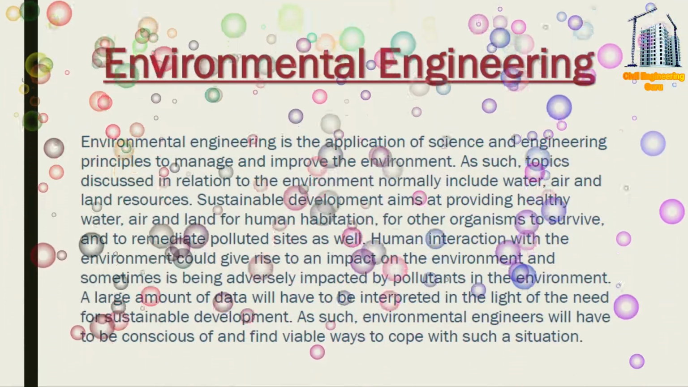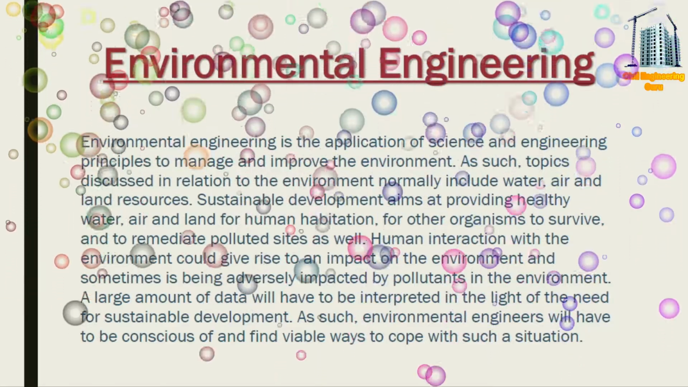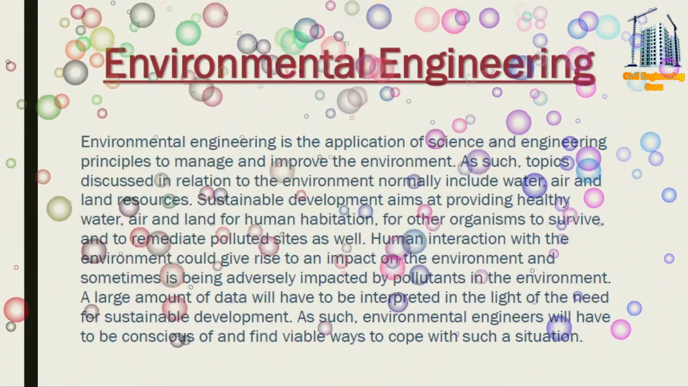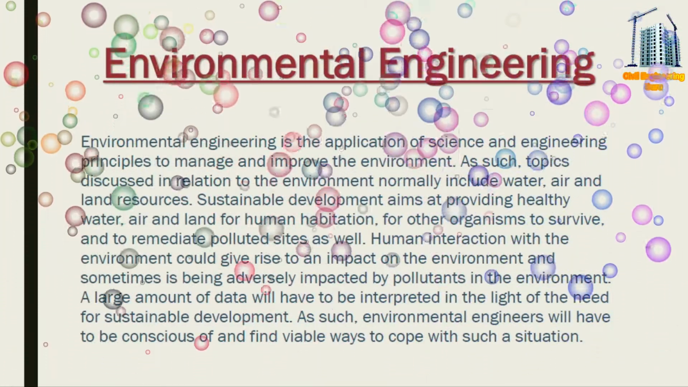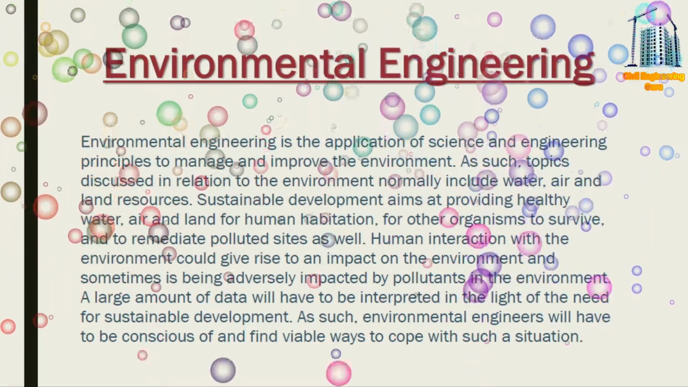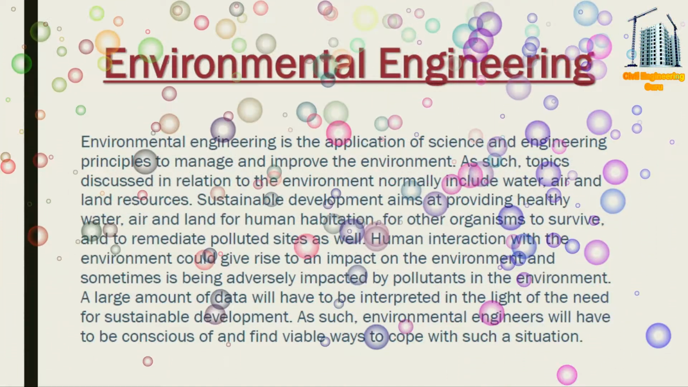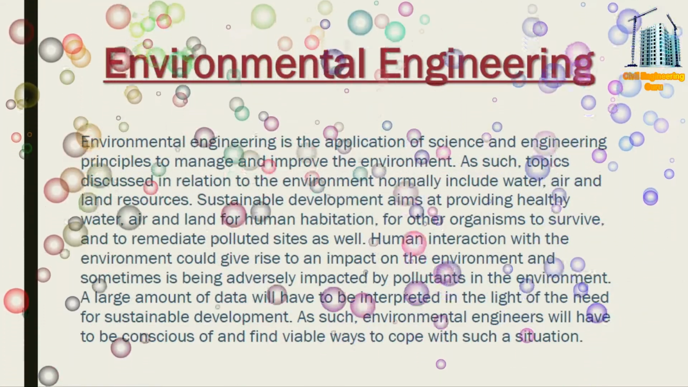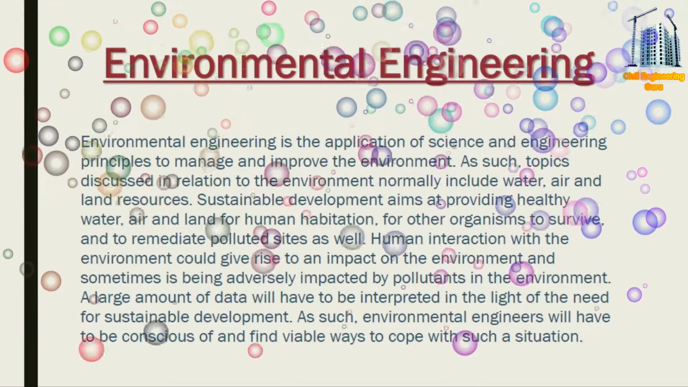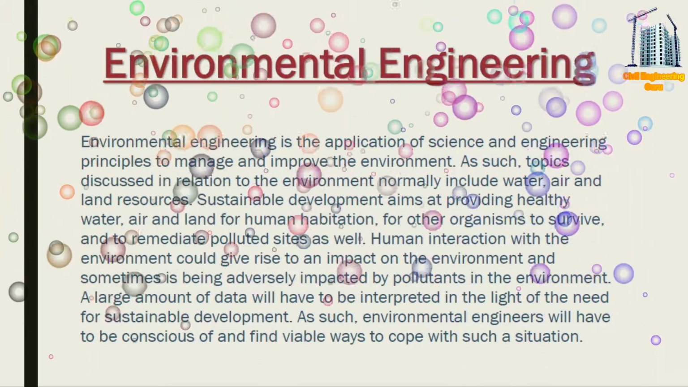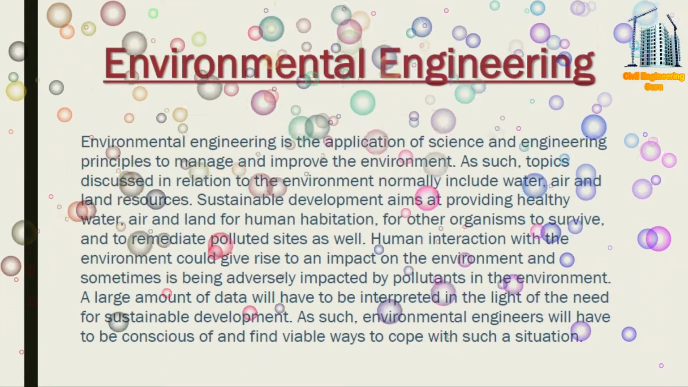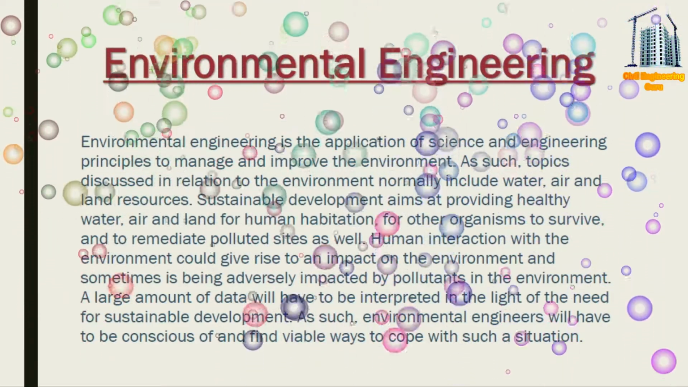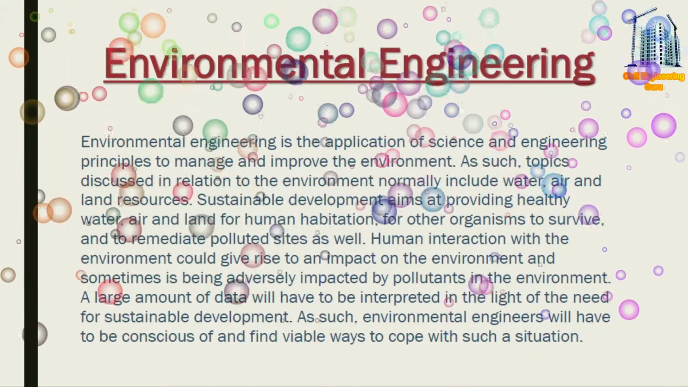Sustainable development aims at providing healthy water, air and land for human habitation, for other organisms to survive, and to remediate polluted sites as well. Human interaction with the environment could give rise to an impact on the environment, and sometimes humans are adversely impacted by pollutants in the environment. A large amount of data will have to be interpreted in the light of the need for sustainable development. As such, environmental engineers will have to be conscious of and find viable ways to cope with such a situation.